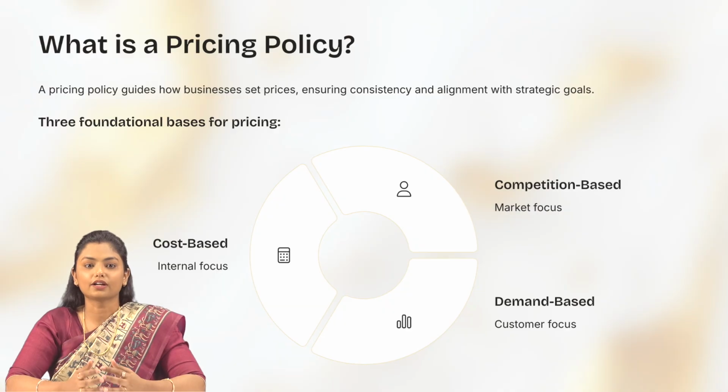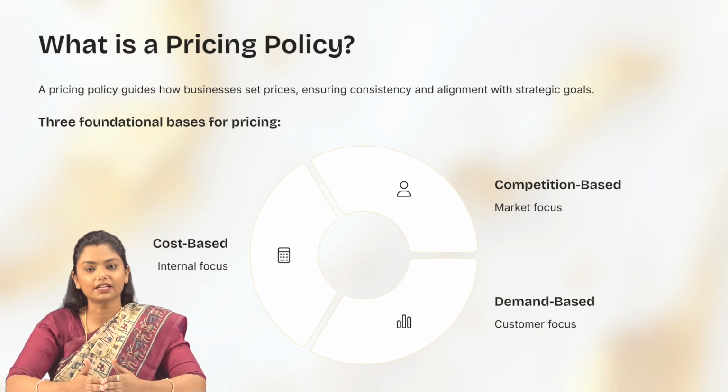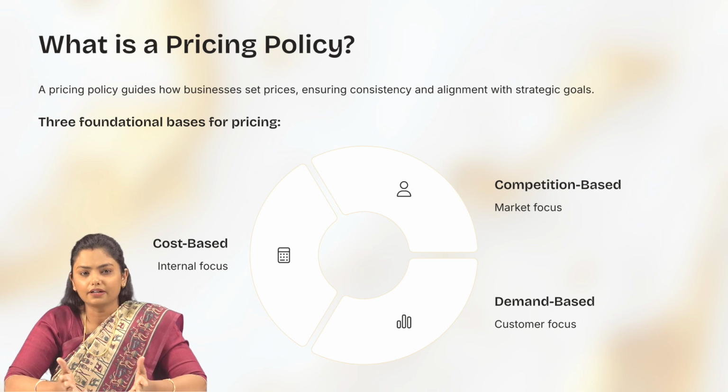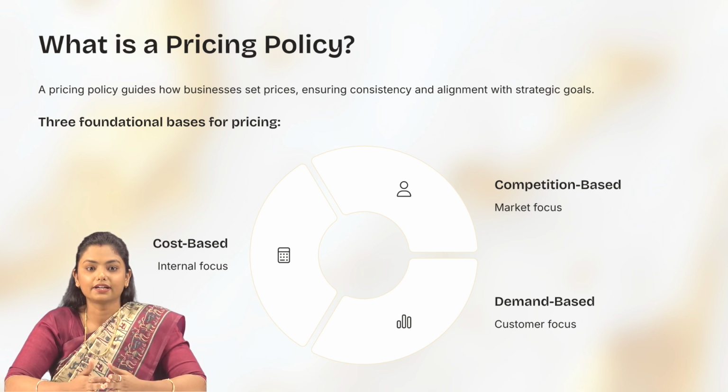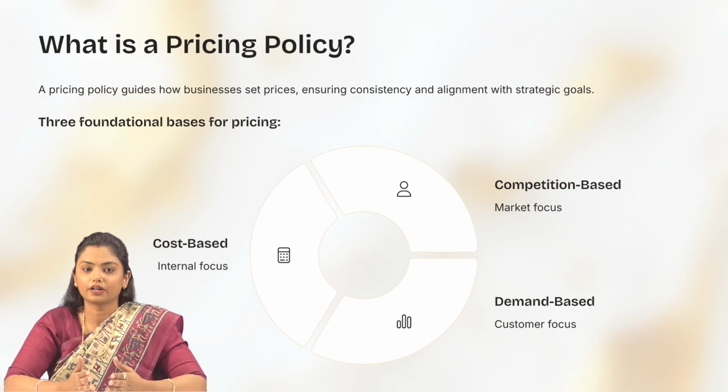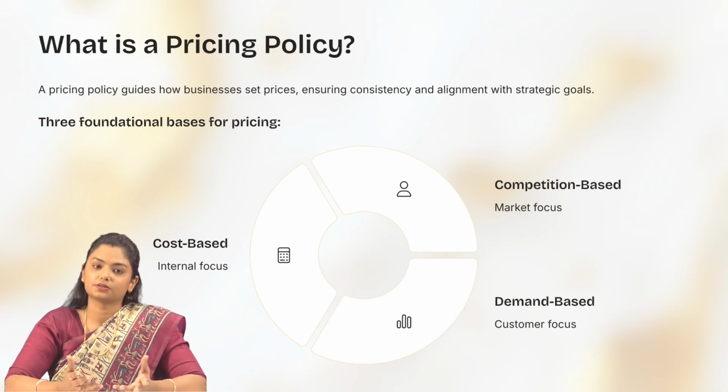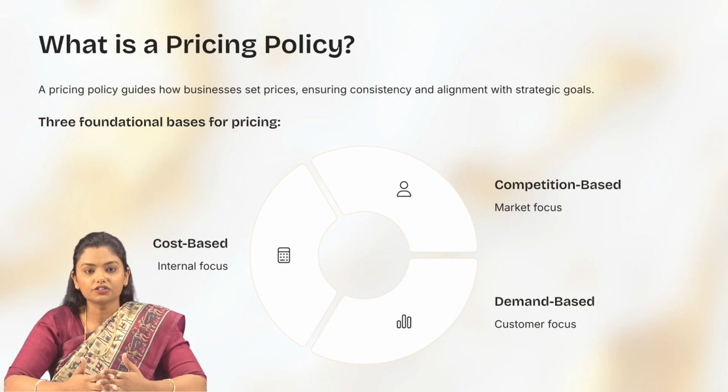So, let's begin with the fundamentals. What exactly is a pricing policy? In simple language, it is the set of principles and guidelines that a company follows to decide the price for its goods or services. It's not about making a random pricing decision, it's about creating a consistent and systematic approach. This policy is crucial for achieving key corporate goals, whether that's maximizing profit, growing market share, or ensuring customer satisfaction.